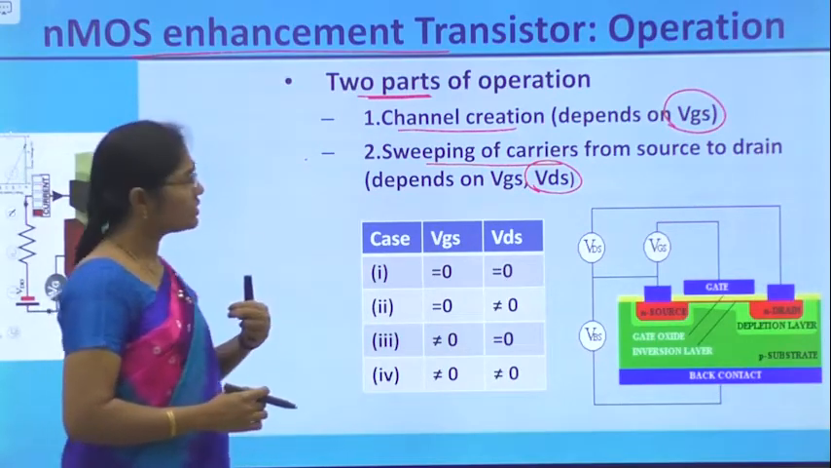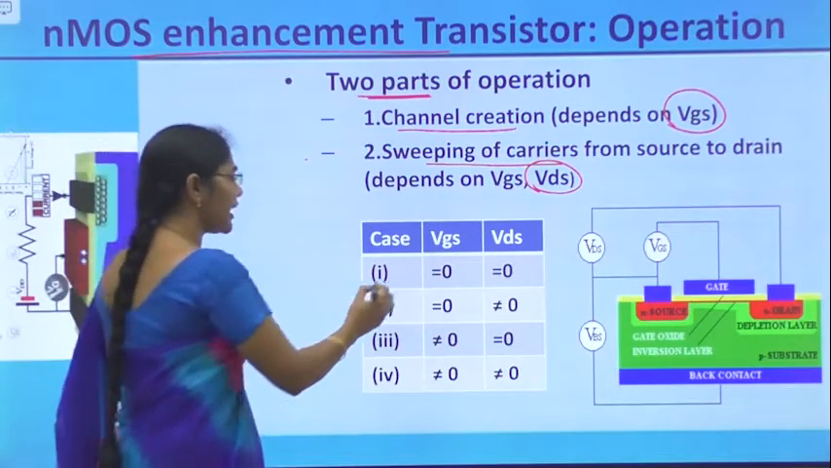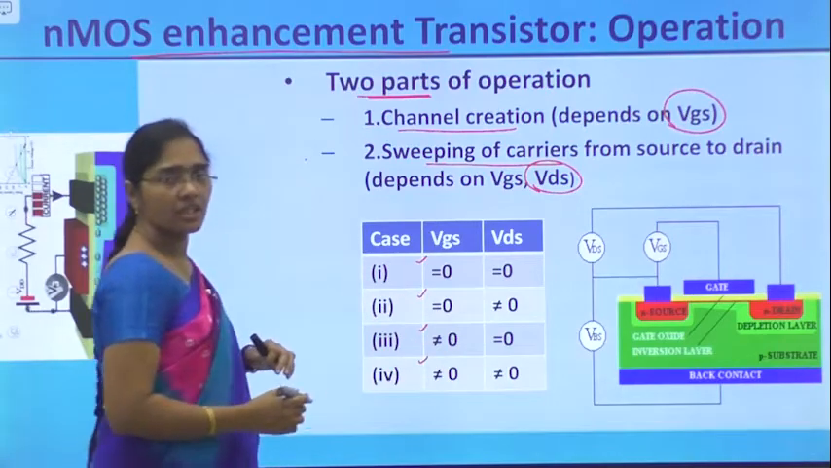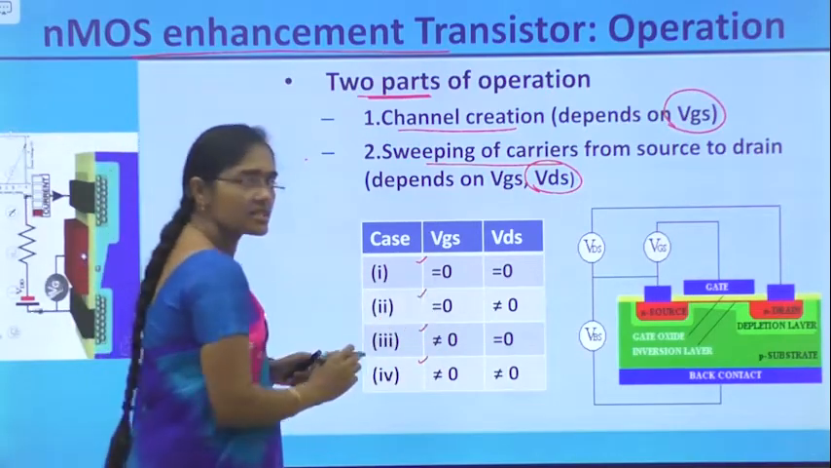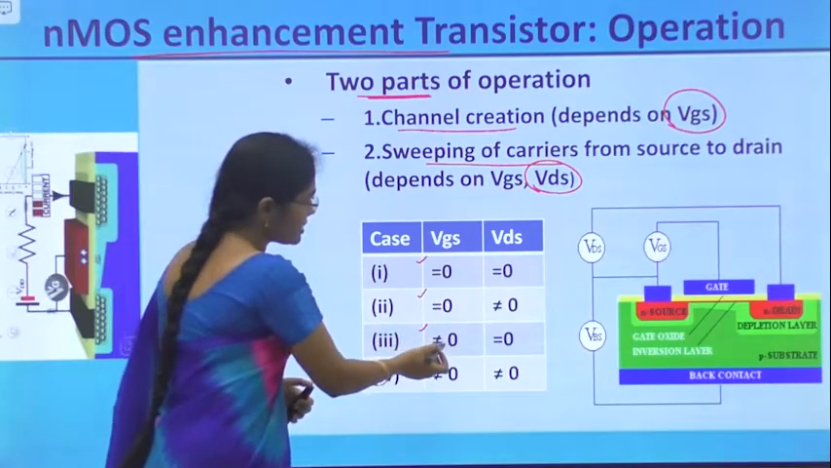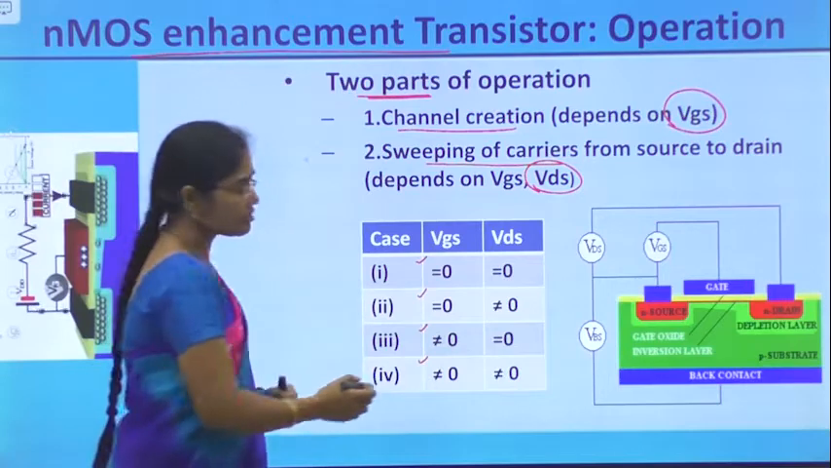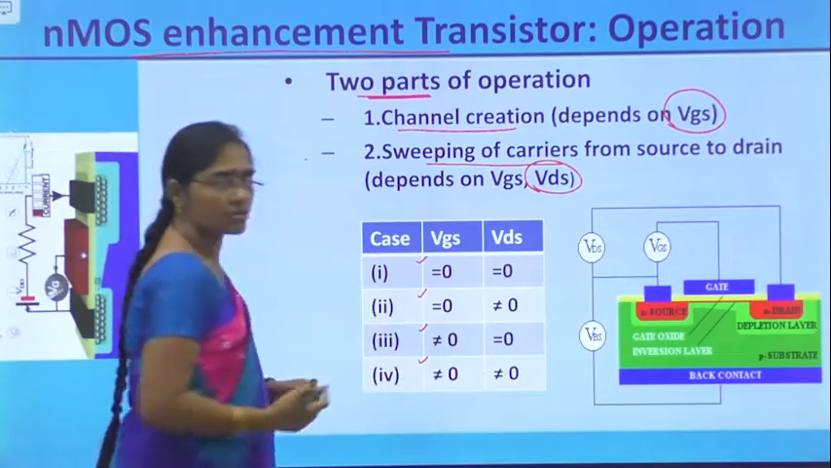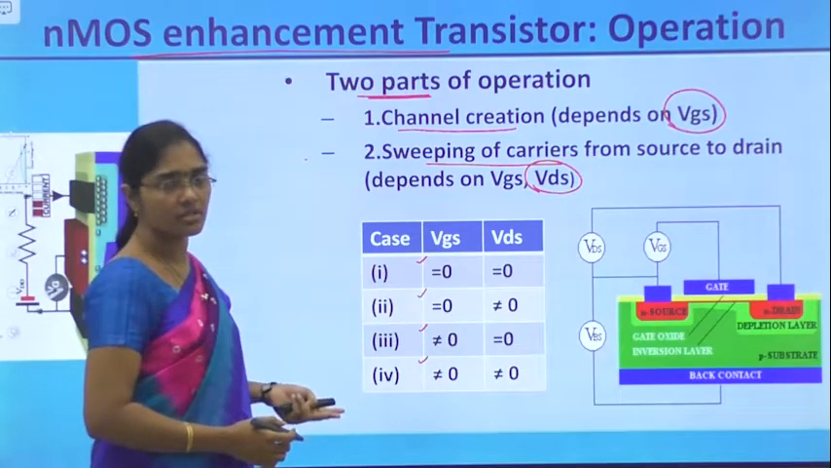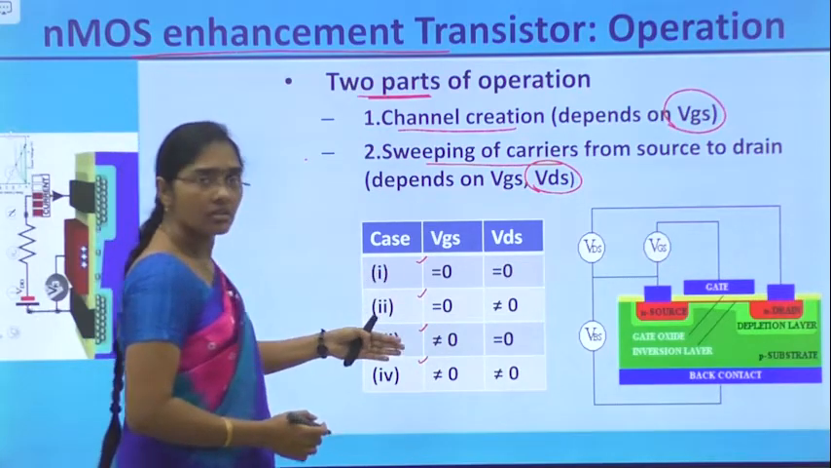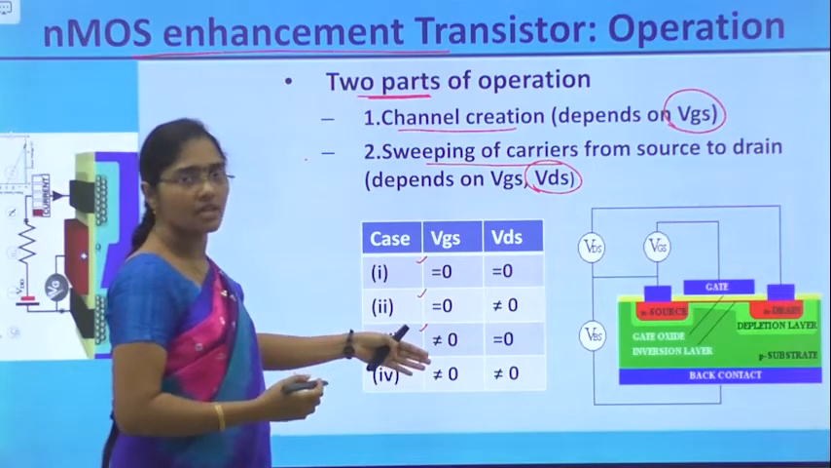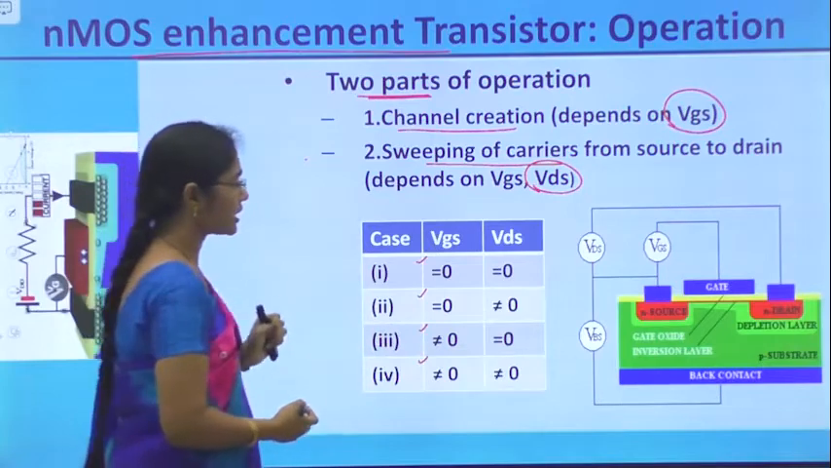Those two voltages can have four different types of combinations. Both may be zero voltages, or VGS is zero and VDS is non-zero, or VGS is non-zero and VDS is zero, or both are non-zero values. So, we can have four combinations of the two voltages. Depending upon these, the operation is defined, and we will see for all four cases how the transistor operates.